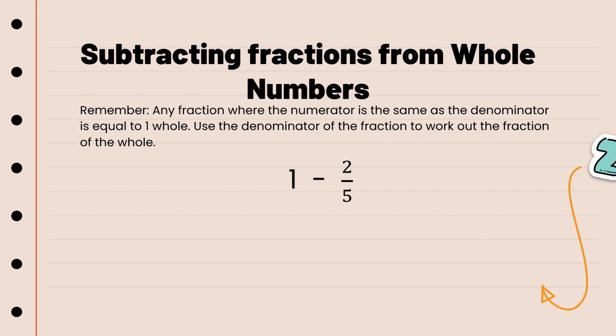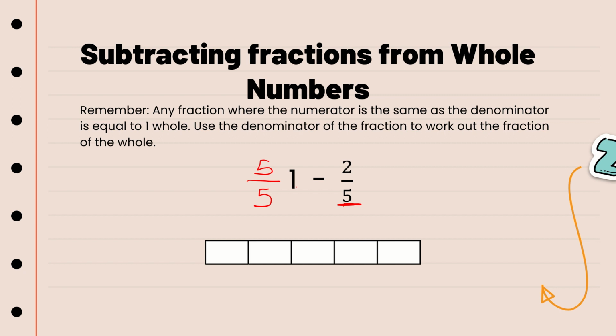So here, where we have 1 whole, take away 2/5, we're going to use the denominator of the fraction, so the 5, to work out what the fraction of the whole would be. So in this instance, 1 whole would equal 5 over 5. Now, we're going to start with 5 over 5.